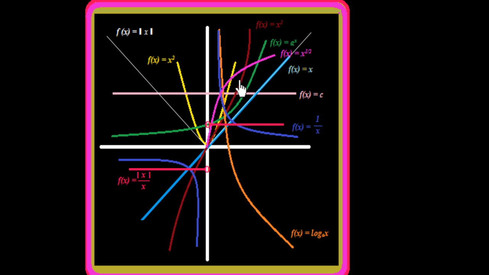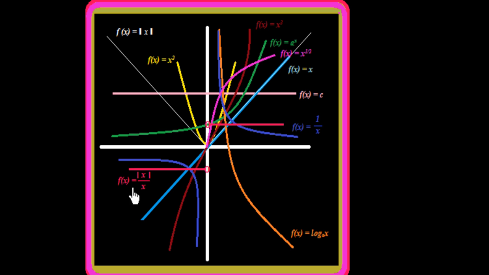And this curve is f of x is equal to x power 1 by 2. It is the square root function. And this green curve, f of x is equal to a power x. It is an exponential function. Here you see this curve, f of x is equal to x cube. This whole curve is x cube. The cubic function we have.